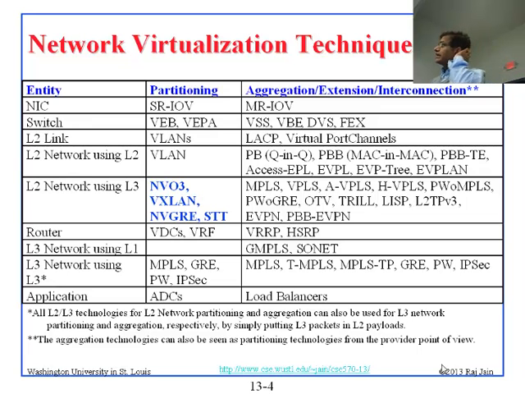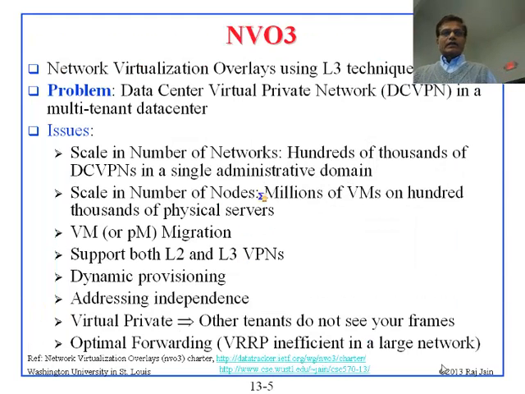Now, coming back to this chart, which we have presented many times. So today we are going to use this square. We are going to do NVO3, VXLAN, NVGRE, and STT. This is L2 networks using L3. Alex, what is NVO3? NVO3 is an IETF group, an IETF group on network virtualization overlays using L3 techniques.